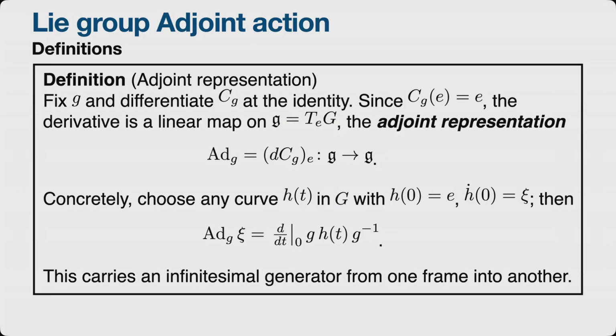To see this a little more formally, you first define a curve h such that it passes through the identity, and its slope at the identity is some element in the Lie algebra, in the tangent space there. And we're going to take its derivative at time 0. So this really just defines what is called the adjoint operator, given G acting on a Lie algebra element. The point here is that, intuitively, it carries one infinitesimal generator and takes it from one frame and puts it into the other frame.